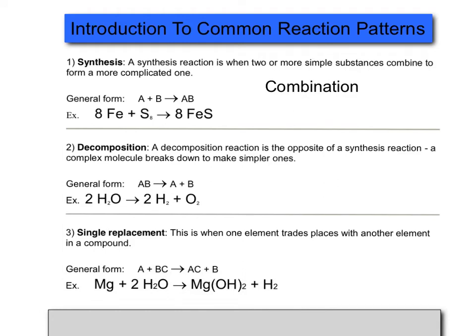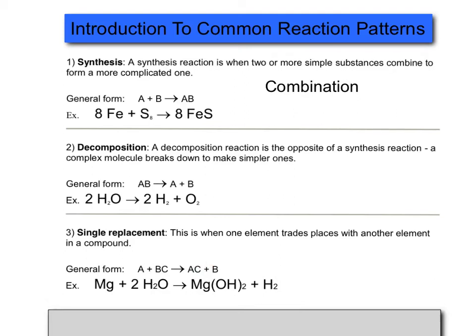We also have a single replacement reaction, and that's when one element is going to trade place with another element in a compound. If you still want to try to use the relationship analogy, what you'll see is that a new person comes into town, breaks up the existing couple, a new couple is formed, and one from the original couple gets left out.